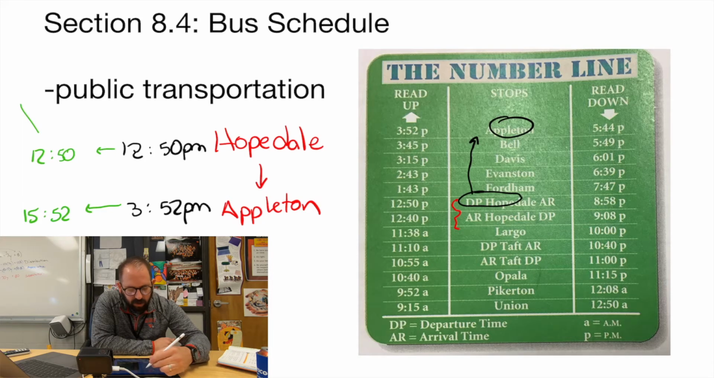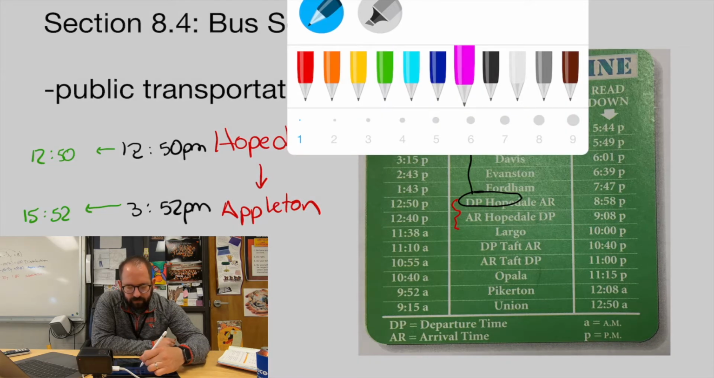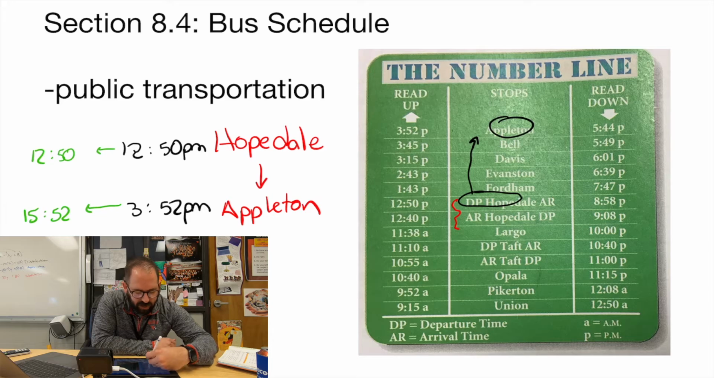15:52, the later part of the day, minus the earlier part of the day. And this will tell me what my final answer is. If I subtract 2 minus 0, that's 2. 5 minus 5 is 0. And 15 minus 12 is 3. And you can see that's 3 hours and 2 minutes. So that's how you do it.